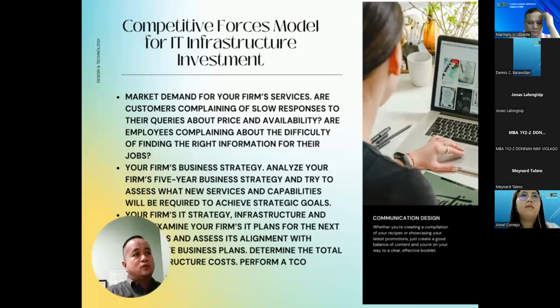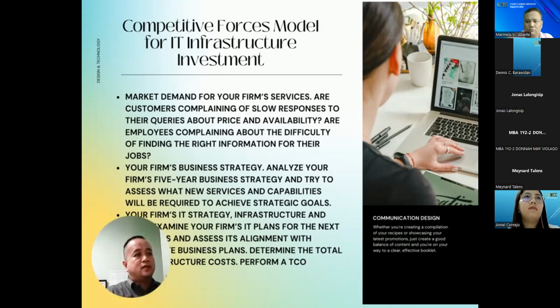The competitive forces model for IT infrastructure investment. Market demand for your firm's services. Are customers complaining of slow responses to their queries about price and availability? Are employees complaining about the difficulty of finding the right information for their jobs? Your firm's business strategy. Analyze your firm's 5-year business strategy and try to assess what new services and capabilities will be required to achieve strategic goals.